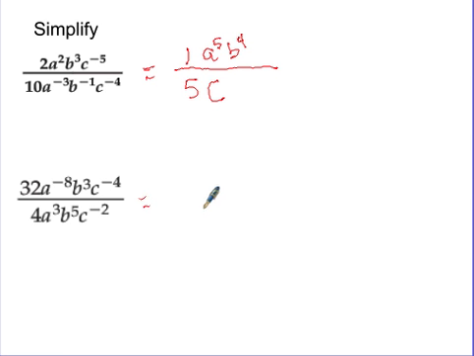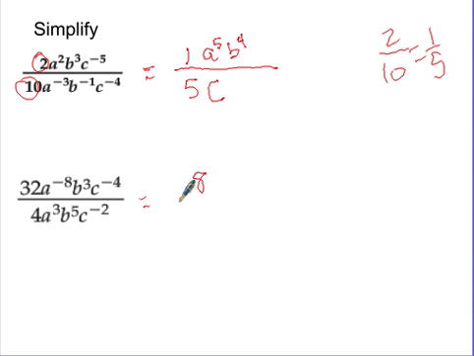All right, Tessa, how did you get the 1 and the 5 at the beginning? 2 over 10 is 1 over 5. Since there are no exponents involved with the coefficients, then we can do that. If there are exponents involved with coefficients, you have to do the exponents first, right? You can't simplify unless they are the same coefficient. If it's like 4 squared over 4 to the third, then you can simplify it. But if it's like 2 squared over 10 to the fifth, then you can't simplify those until you have done the exponents. So 32 and 4, neither one have exponents, so we can simplify that.